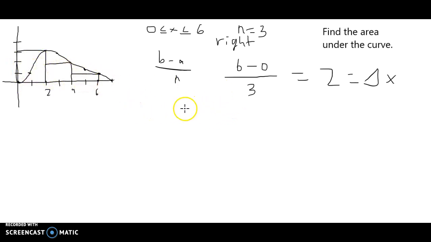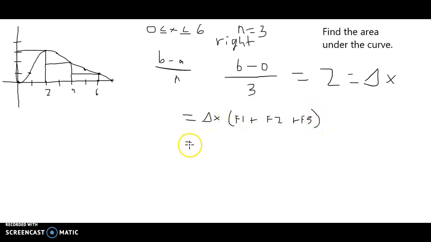And so once you have that, you're going to set it equal to this equation, delta x times f1 plus f2 plus f3. The f is just basically the height. So f1 plus f2 plus f3. It's not always going to be strictly only f1, f2, f3. It's just because we have 3 rectangles in this right now.